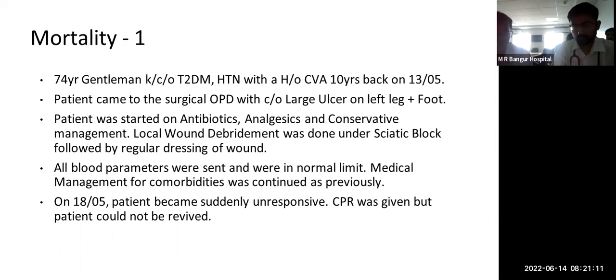Okay. And this patient who has sepsis, this patient has a large ulcer on the foot. So what antibiotic was he on? He was on Linezolid and Metrogyl, sir. You see, in diabetic patients, it can be staph, but deep infections are always polymicrobial infections.